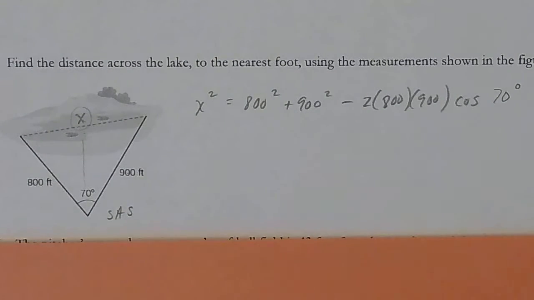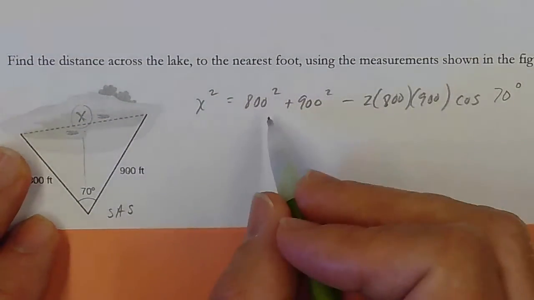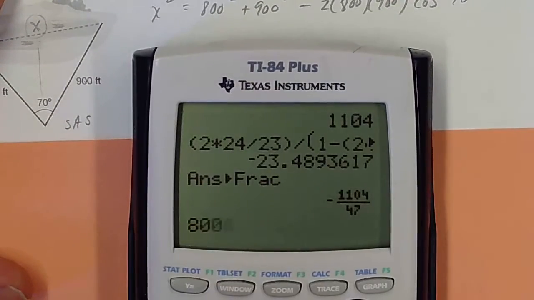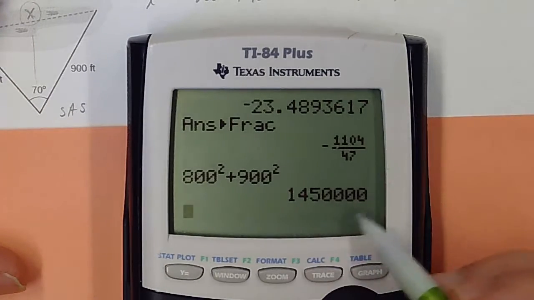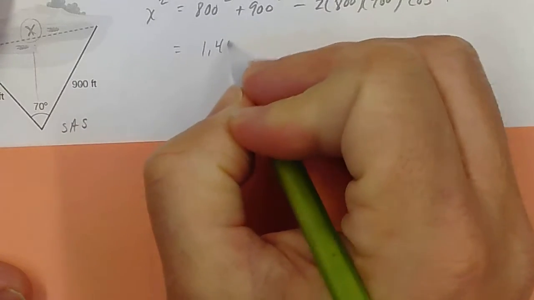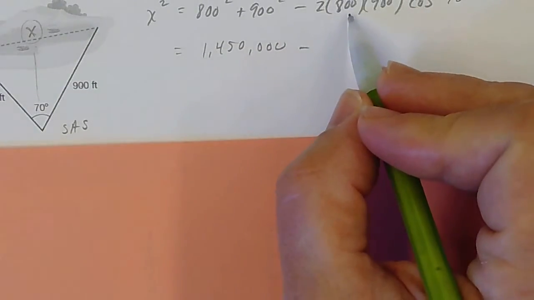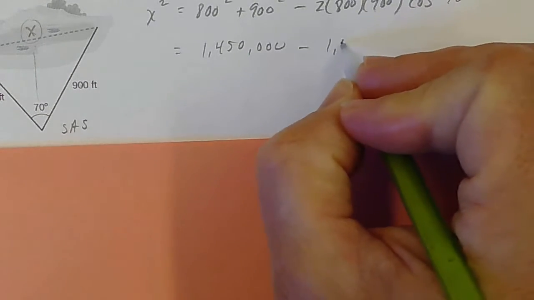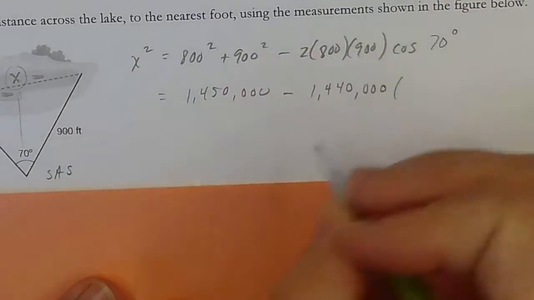All right, so now we just usually simplify this a little bit before we take the square root, but eventually, we need to solve for X, so we got to take the square root. But I'm going to go ahead and just add these 2 together first. The 800 squared plus 900 squared. So that gives me 1.45 million. Then minus this product here. So 2 times the 800, 1600 times 900. This works out to be 1,440,000 times cosine 70.